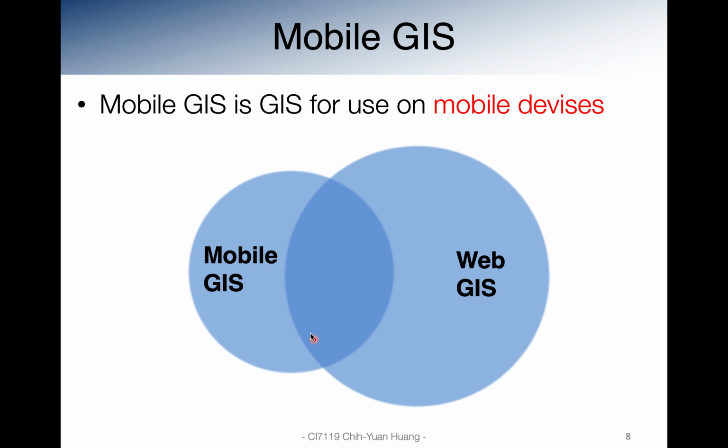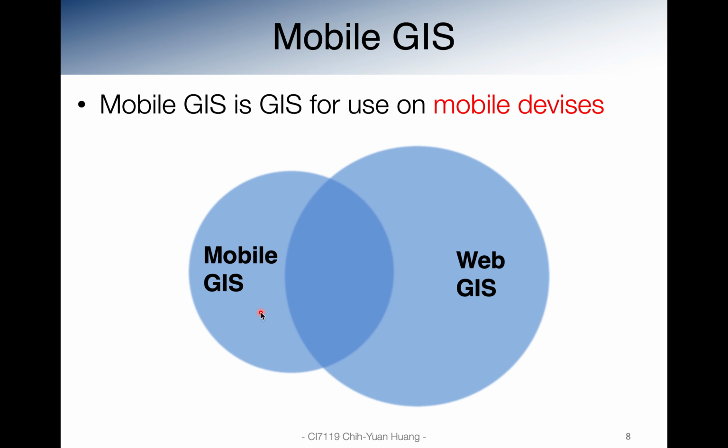So this indicates a type of mobile GIS application. However, there is another type, another part of the mobile GIS that is not covered by the web GIS. So this part also indicates a type of mobile GIS. Actually, this is one of the discussions in the class. So you can think about what the differences between these two are.